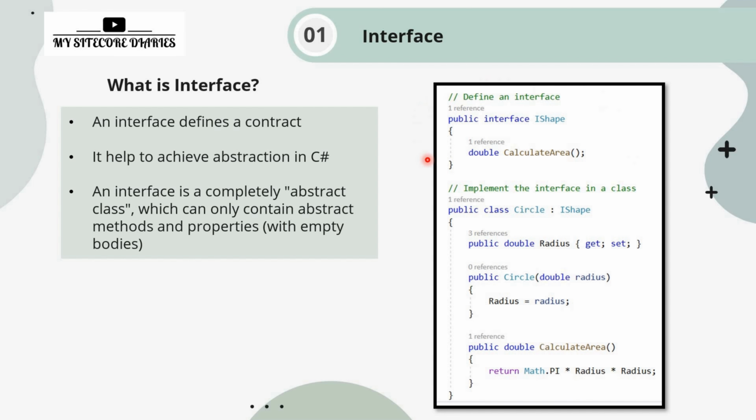So interface defines your contract. It is defining a contract that if you are having an IShape, then you should write the CalculateArea method in your class. It is forcefully telling the Circle class to implement this, if you implement the interface into the Circle.